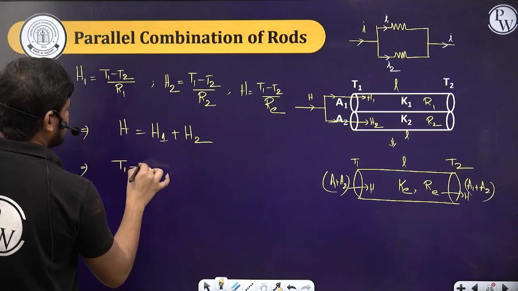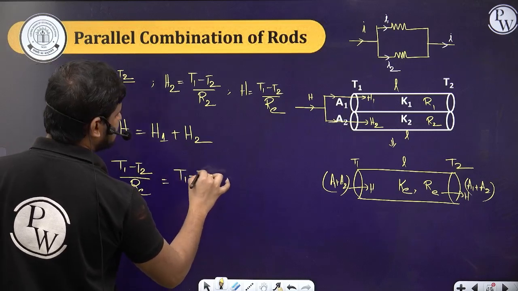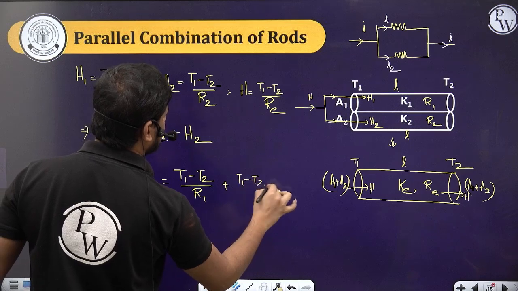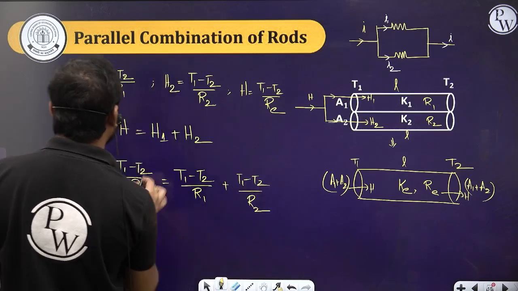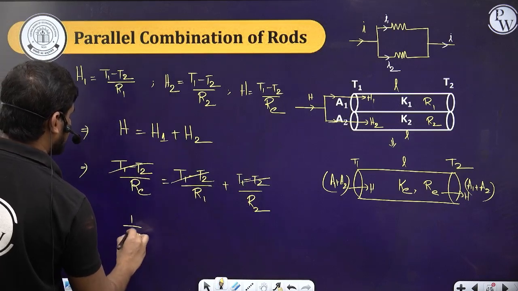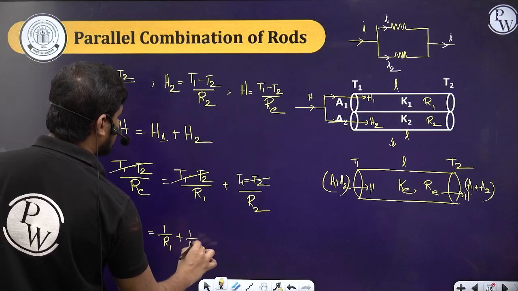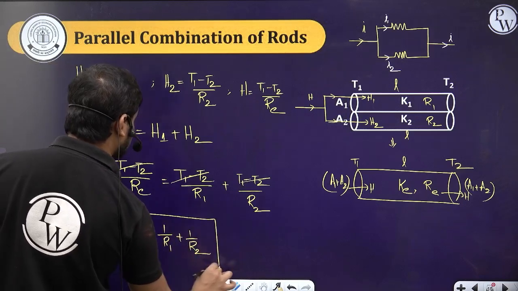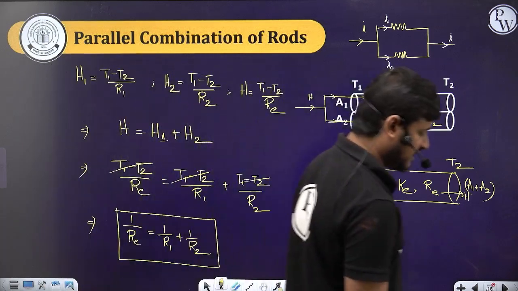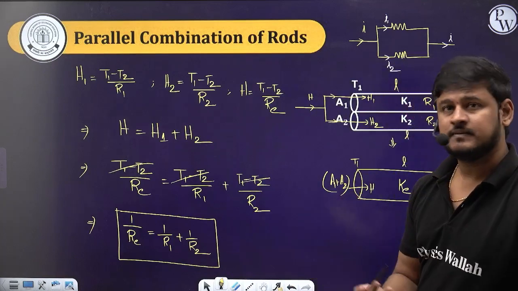So (T1 minus T2) by R equivalent is equal to (T1 minus T2) by R1 plus (T1 minus T2) by R2. Here, on either side, T1 minus T2 gets cancelled. So I can write 1 by R equivalent is equal to 1 by R1 plus 1 by R2, and so on. If there are more conductors connected in parallel combination, we can write 1 by R equivalent is equal to 1 by R1 plus 1 by R2 plus 1 by R3, and so on.